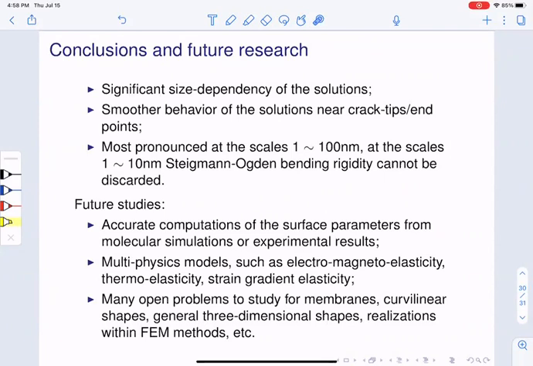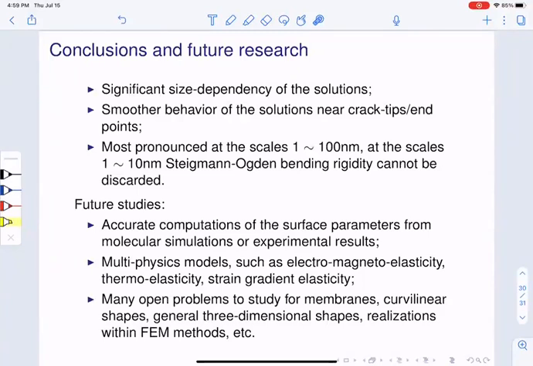Gurtin-Murdoch surface energy is noticeable at 1 to 100 nanometers. That is the application range for Gurtin-Murdoch theory. Steigmann-Ogden theory is more noticeable at smaller scales, so 1 to 10 maybe. Outside of that, the solutions are very close to Gurtin-Murdoch theory.